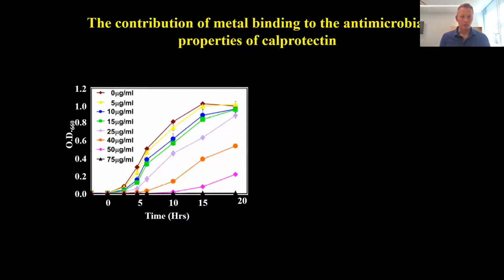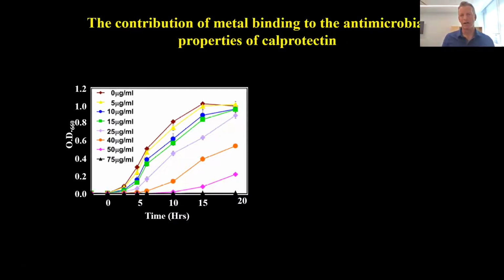So in collaboration with Walter Chazen's lab here at Vanderbilt, we purified functional heterodimeric calprotectin and tested its antimicrobial activity in vitro. This is a bacterial growth curve looking at optical density on the y-axis over time on the x-axis with increasing concentrations of calprotectin. And hopefully you can notice that at 75 micrograms per mil, calprotectin completely eliminates the ability of Staph aureus to replicate in these experiments.